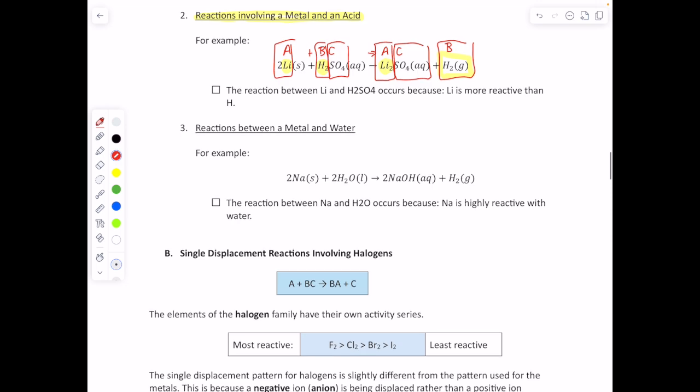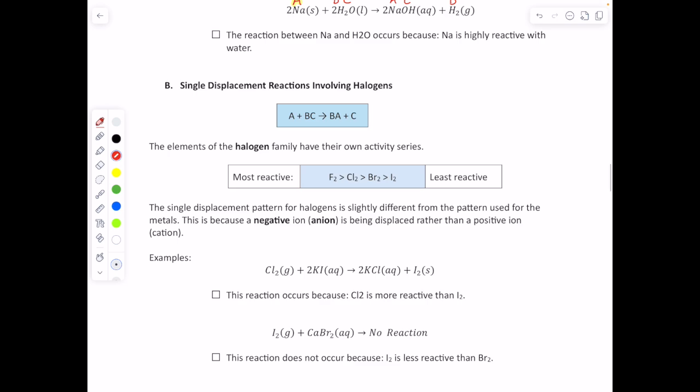We also have reactions between metal and water. Sodium, we'll label it as A, and H2O, we'll label the H as B, and the second H and the O as C. So we end up with AC plus B. And the reason why this happens is because sodium is highly reactive with water.